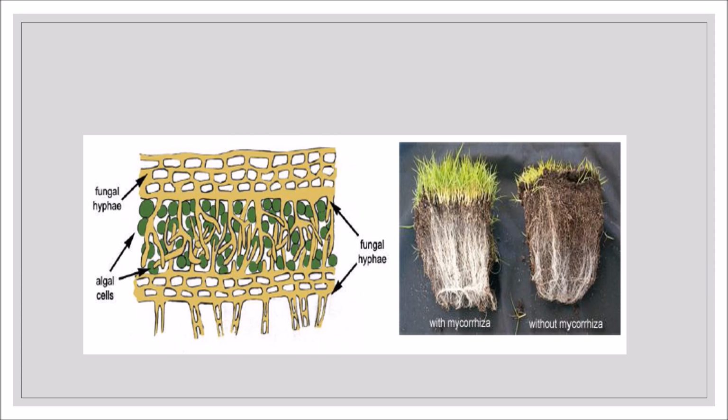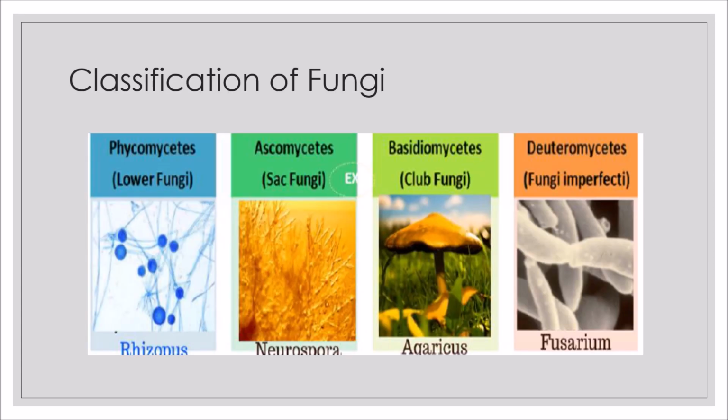Next is classification of fungi. So these are classified into phycomycetes, also called lower fungi, example Rhizopus, and ascomycetes, also known as sac fungi, example Neurospora, and basidiomycetes, also known as club fungi, example Agaricus, and deuteromycetes, also known as fungi imperfecti, example Fusarium. So these are the four major categories of the fungi.